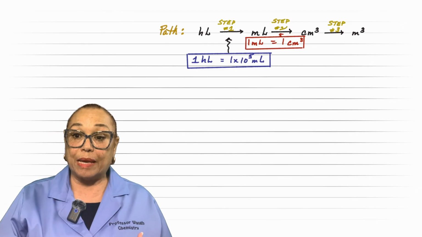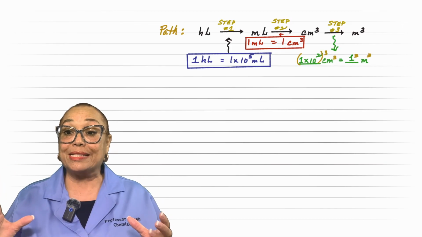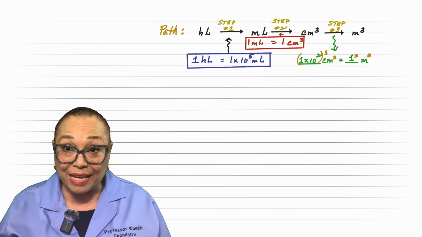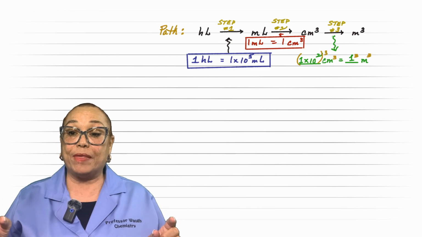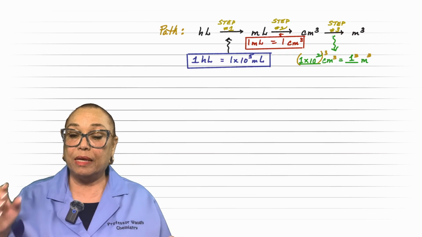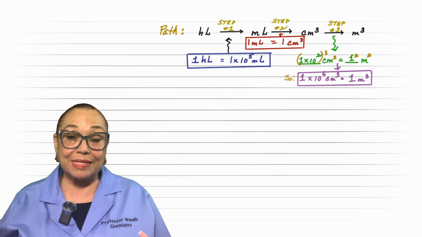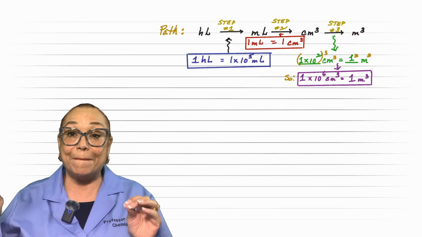And the last step, we take the 1 times 10 to the 2 centimeters is equal to 1 meter. That's just length. And then we cube that, just multiply that SI definition's power by 3. So 1 times 10 to the 6 cubic centimeters is 1 cubic meter.